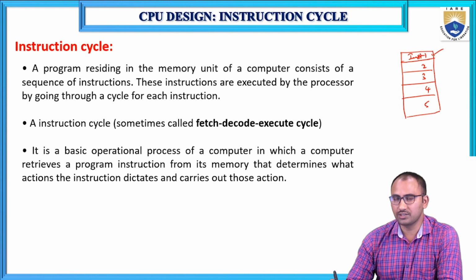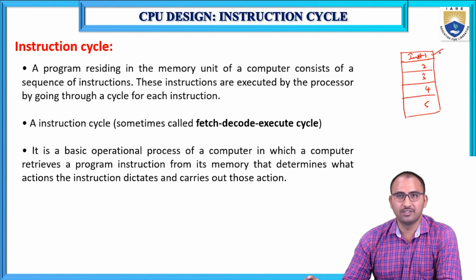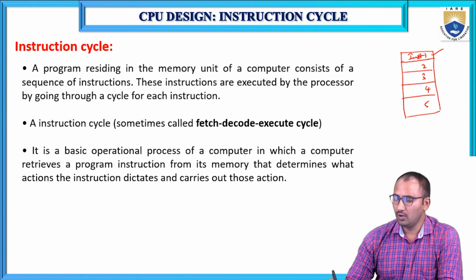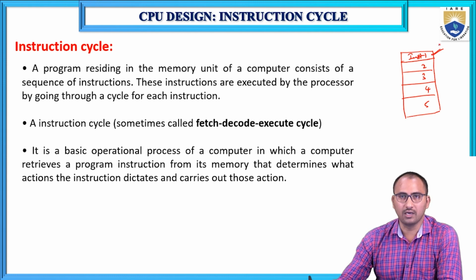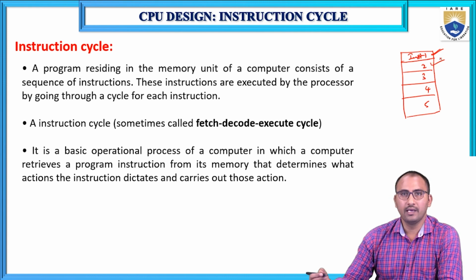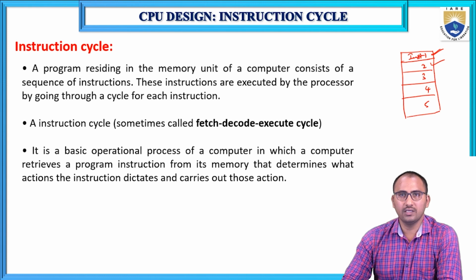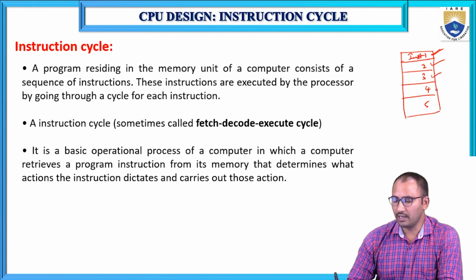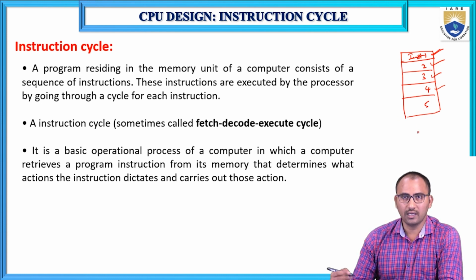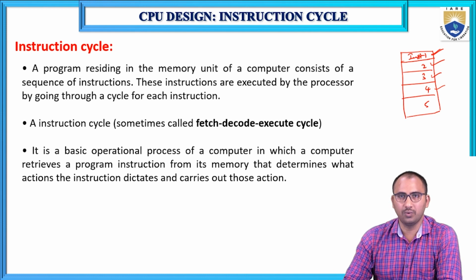First the instruction has to be fetched from the memory, then it has to be decoded, and then it has to be executed. Once the first instruction undergoes these three steps, fetch, decode, execute, the second instruction will be fetched from the memory. In this way, all the instructions in the memory get executed. When all these instructions have been executed, that corresponding program has been executed.